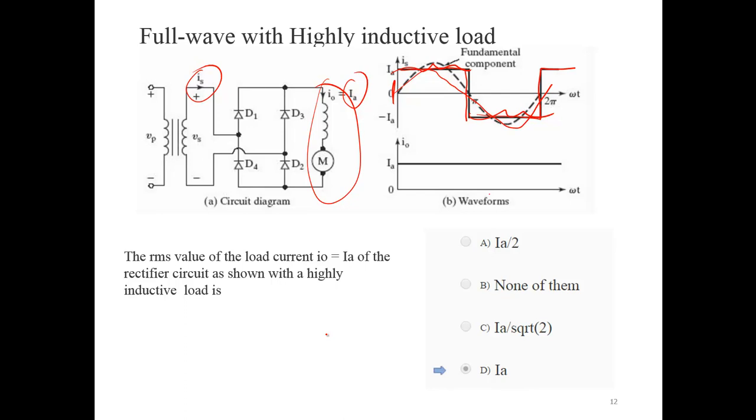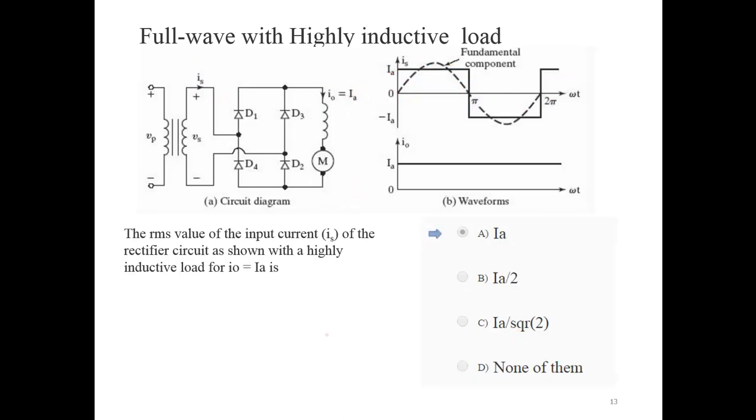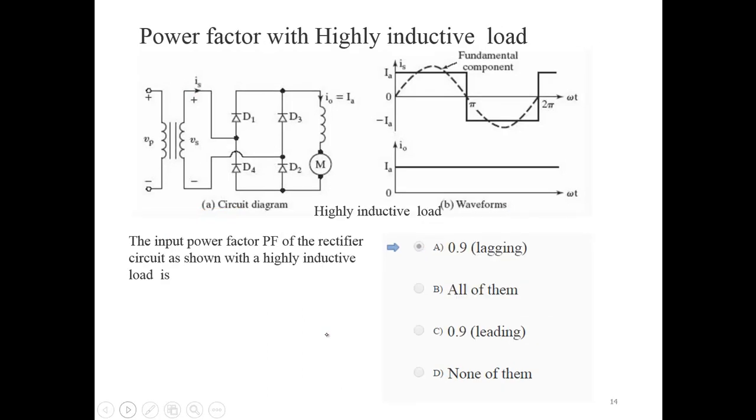What is the RMS value? It will be the same thing. The RMS value of this square waveform is simply IA. If you look at the highly inductive load, they're asking for the input current of this. The load current is also IA. Whatever the input current is, it will be positive and negative, and the input current's RMS value is still IA. The load is IA, and then our input is also IA.